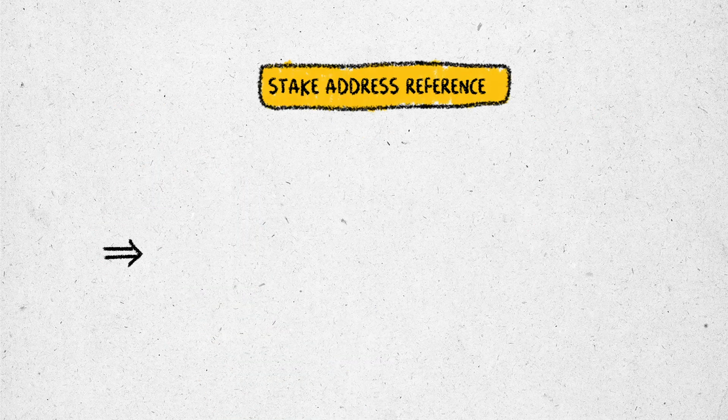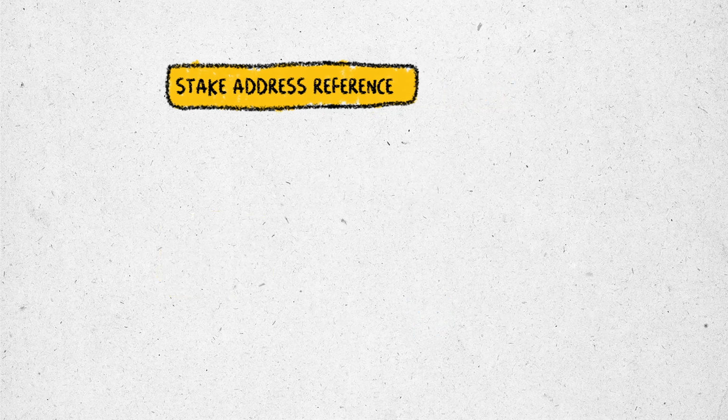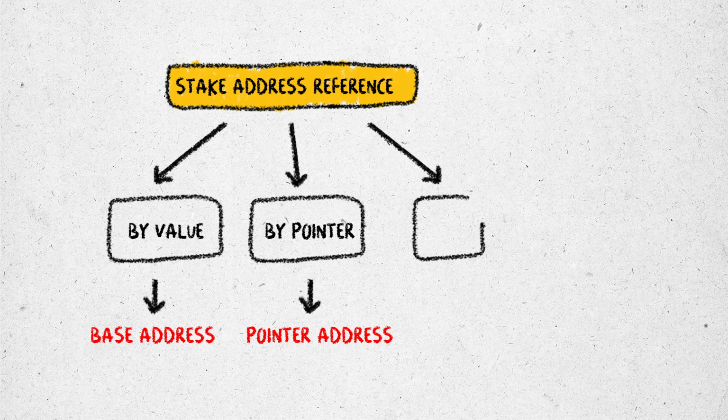On the other hand, in a Shelley address, the stake information may or may not exist depending on how it references different stake credentials. Just like this: 1. If we reference the stake credential part through the value, we will have a base address. 2. If we reference it through a pointer, we will have a pointer address. 3. If we don't have this reference part, we will have an enterprise address.